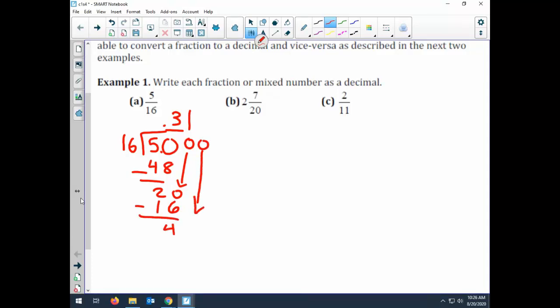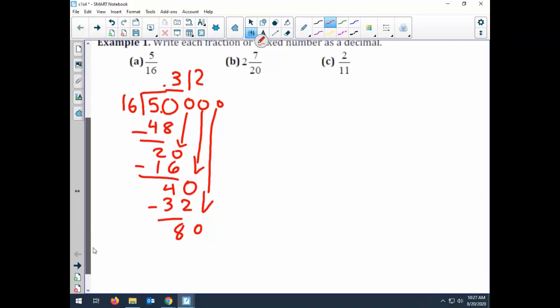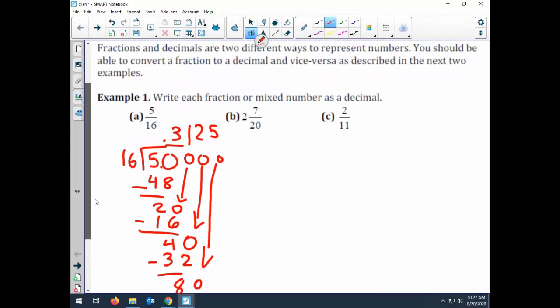So we could also use the calculator, right? Do 5 divided by 16 in our calculator and press enter, way quicker. But we should be able to do this, so hopefully you remember long division. And we're finally done. 0.3125.